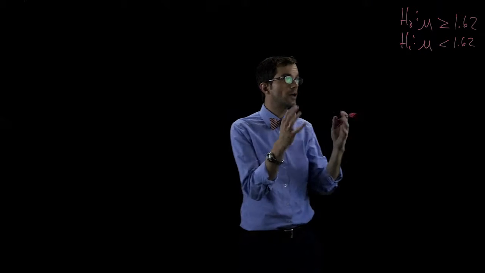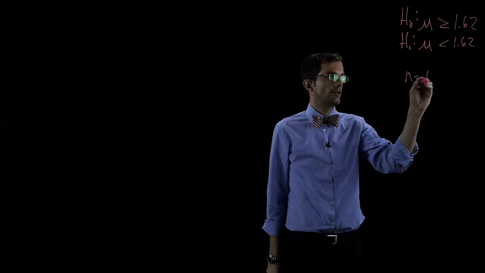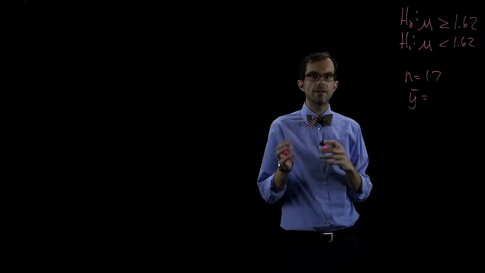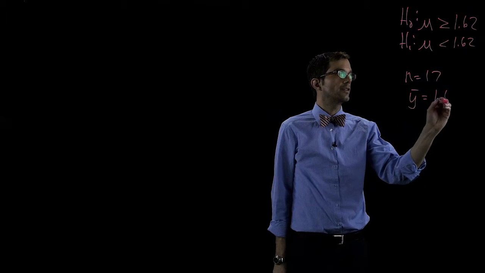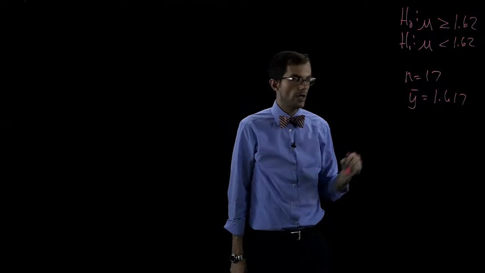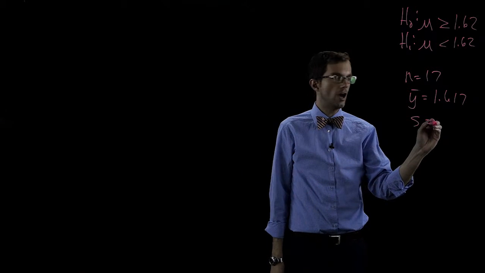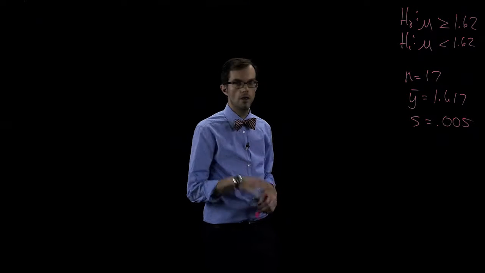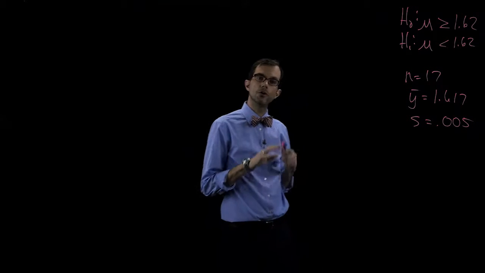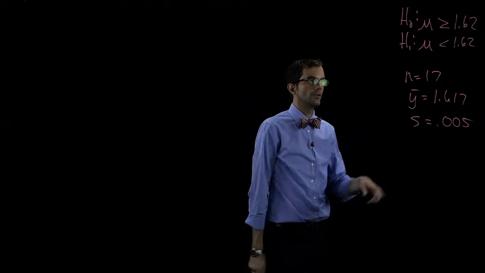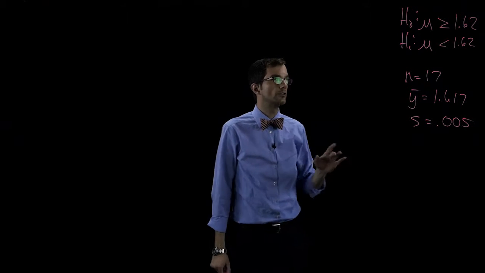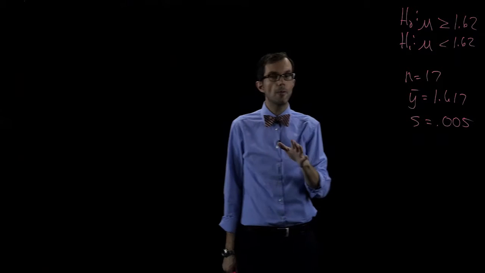Okay, so we go out and collect a sample of size 17. We have a Y bar from those 17 samples of 1.617 ounces and a standard deviation of 0.005 ounces. So the uninitiated, someone who hasn't had a stats class, would say, well, 1.617, that's less than 1.62, so we should reject the null. But you know better than this, right?